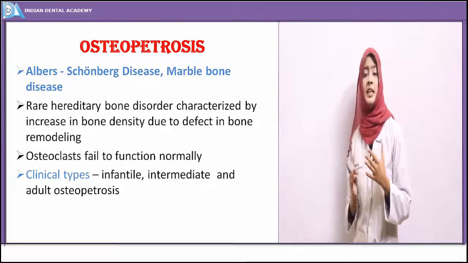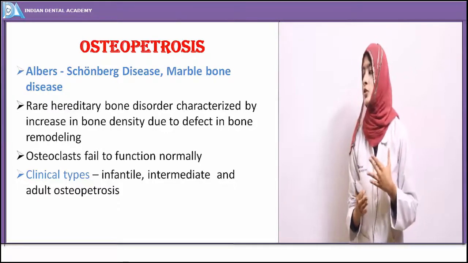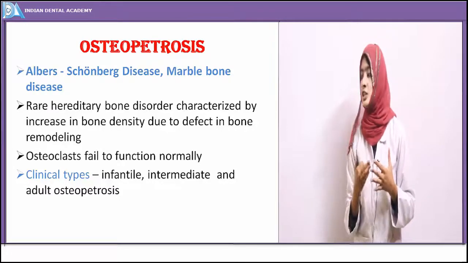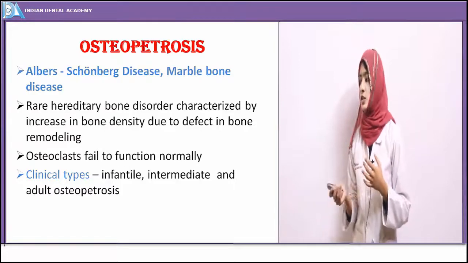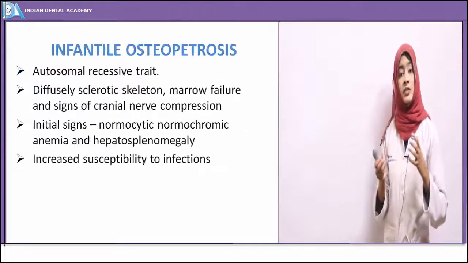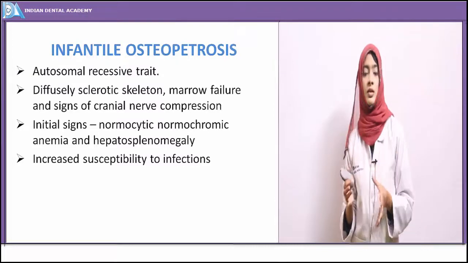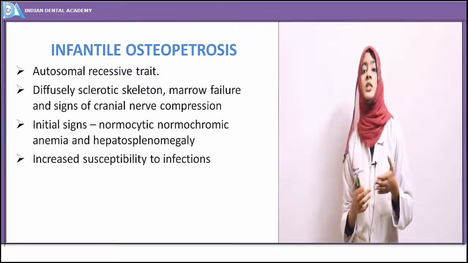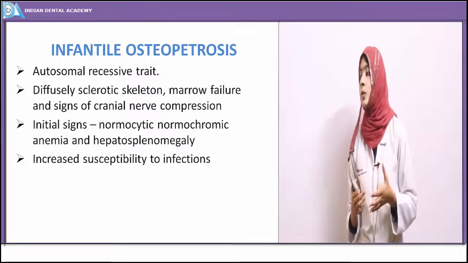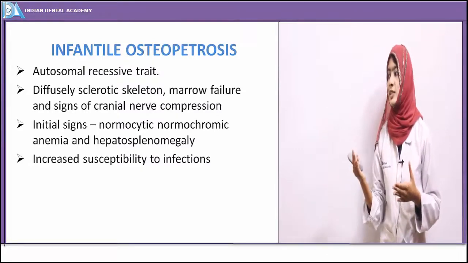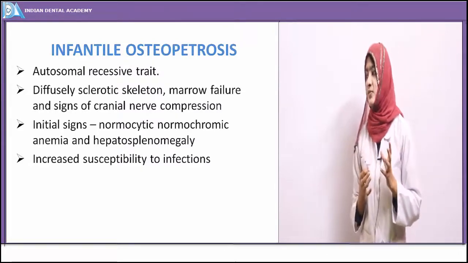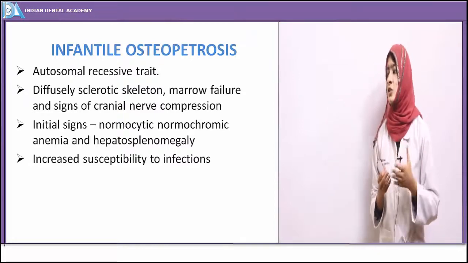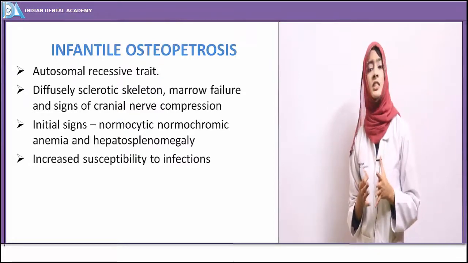So clinically we can see three types of osteopetrosis: the infantile form, intermediate form, and the adult form. We'll study each of them. The infantile form is more malignant. It is also known as malignant osteopetrosis. It is a more severe form of the disease. It is transmitted as an autosomal recessive trait, with a diffusely sclerotic skeleton.